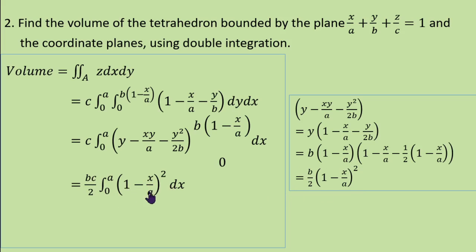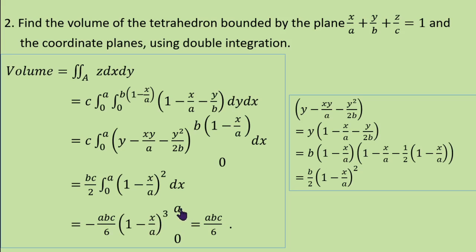And hence, b into c is bc by 2, take b by 2 outside, so bc by 2, 1 minus x by a whole square dx. So the integral of 1 minus x by a whole square is 1 minus x by a whole cube by 3 divided by minus 1 by a. Therefore, it becomes minus abc by 2 into 1 minus x by a whole cube by 3. So 2 into 3 is 6.